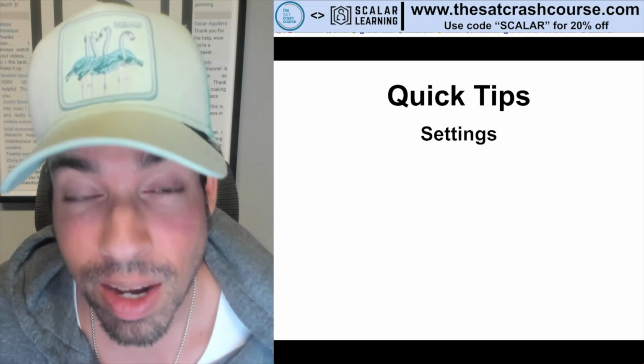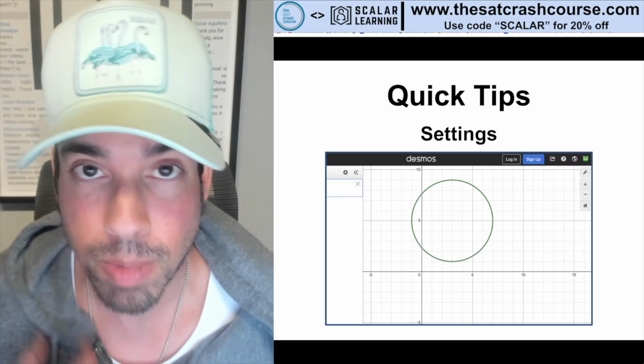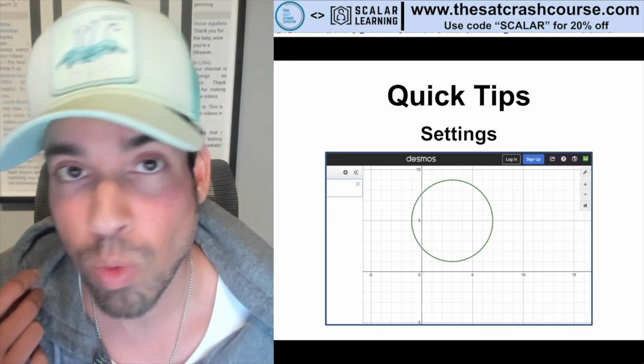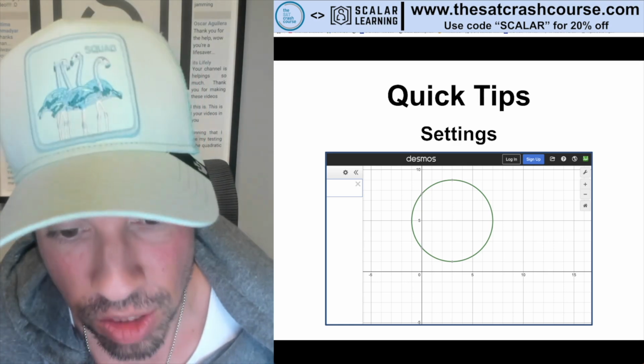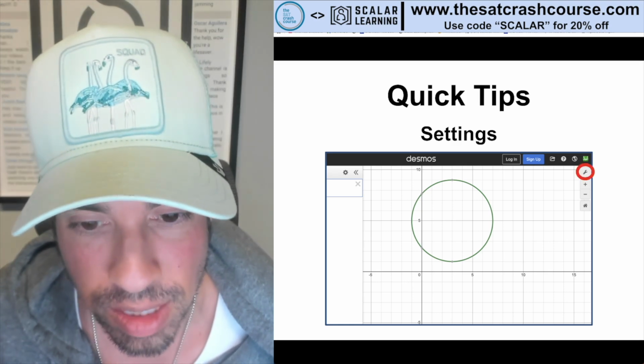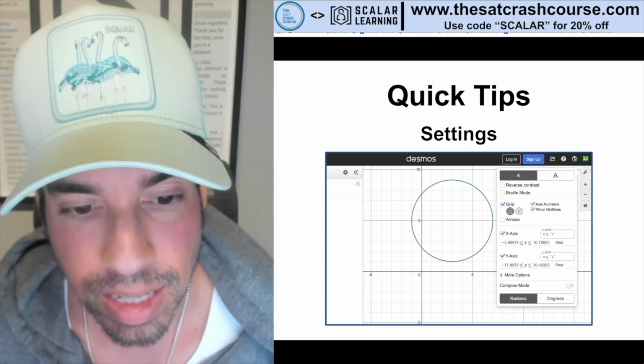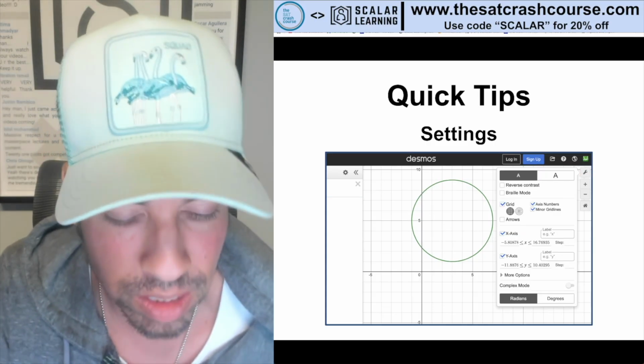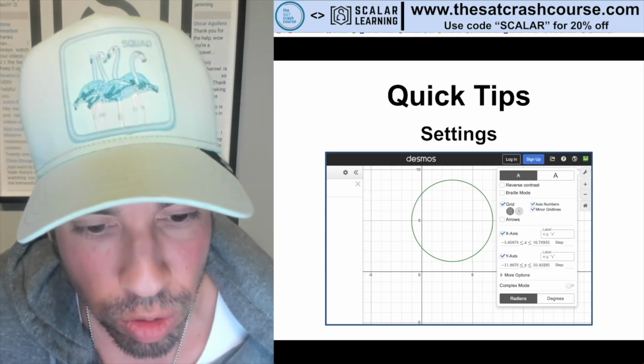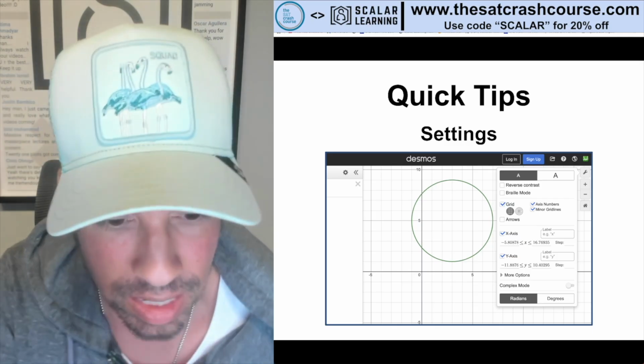You also want to know how to access settings in case you want to adjust the window, or if you want to go from degrees to radians or vice versa. So the place where you can go to settings is this little tool button right here in the upper right-hand corner. You click that and this will open up. So here you can see you can switch between radians and degrees. You can adjust the window as need be as well.